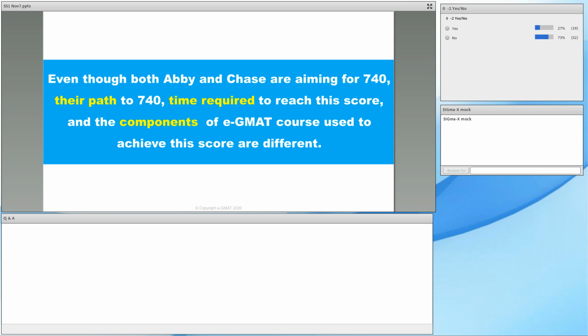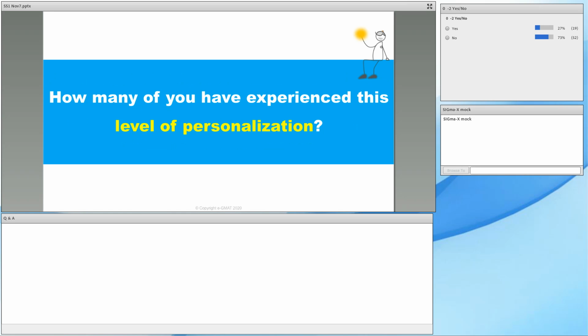The key thing that I want you to take away from this is that although both of them are aiming for that score of 740, their path to that score, the time required on each subsection, and what they study, is very, very different. That's something that I want you to emphasize. And I want each one of you to make sure that you personalize this experience, because when you have this level of personalization, your likelihood of getting to that high GMAT score increases.